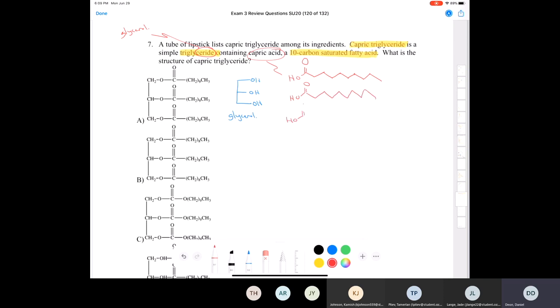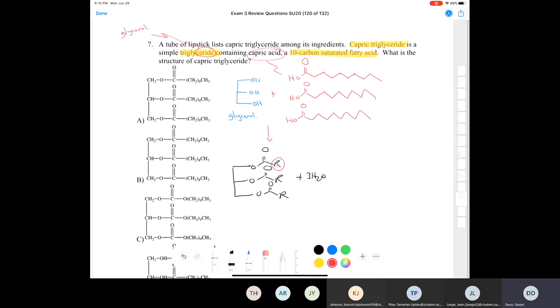1, 2, 3, 4, 5, 6, 7, 8, 9, 10. And let's make another one. 1, 2, 3, 4, 5, 6, 7, 8, 9, 10, like that. Right, I'm going to add all three of those. Okay, so I'm going to end up with my glycerol backbone, and then I'm going to have three esters, right? Three esters. Okay, and of course, I'm going to also have three water molecules that are given off, right?